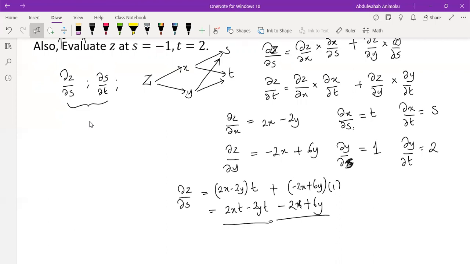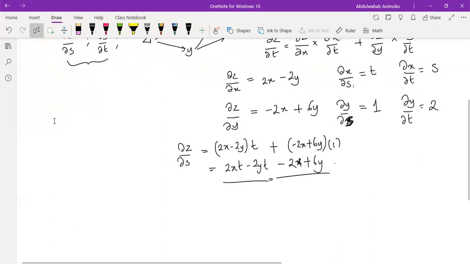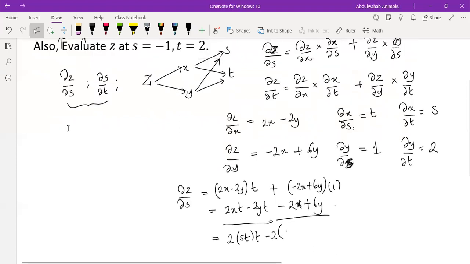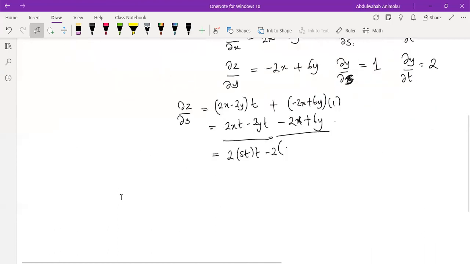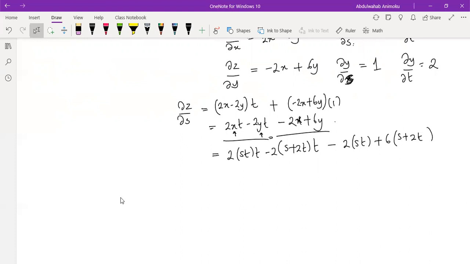Now, if you like, you can go on and substitute the values of x and y in terms of s and t. So either you can stop here, or you can go forward and say x is actually st, and y is s plus 2t. So I'm just substituting x and y into this equation, then the same thing, st plus 6 times s plus 2t, and you expand this. So either you leave your answer here, which is fine.